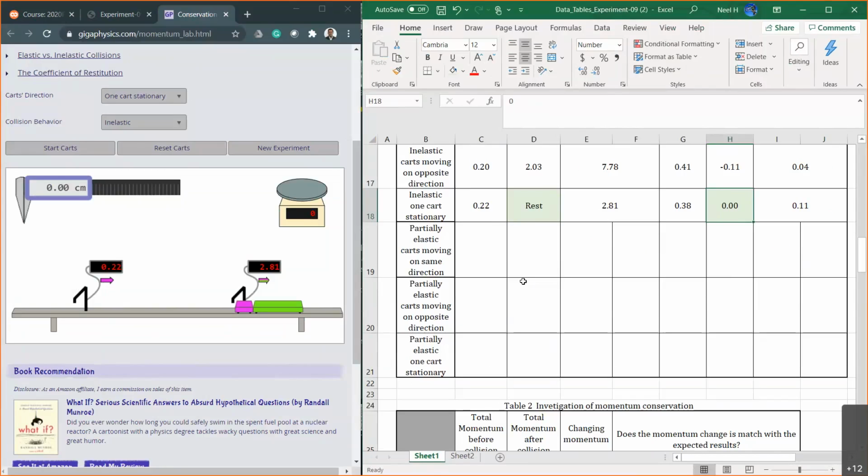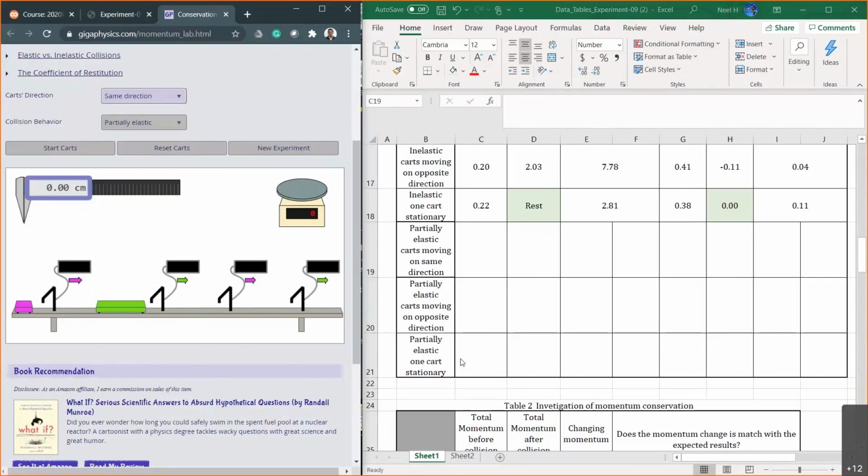Okay. So to create that, let's click the reset cards. Change the collision behavior into partially elastic. And then change the direction into same direction. And then start the card motion. Start cards. You can see card number 1 comes in much faster, collides, and now it's moving extremely slowly. After collision completed, let's record the data.